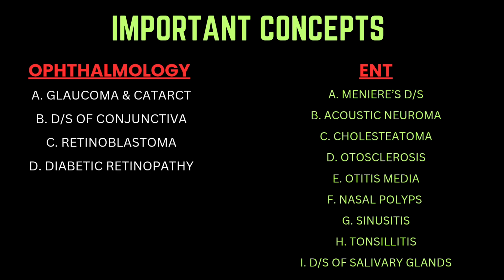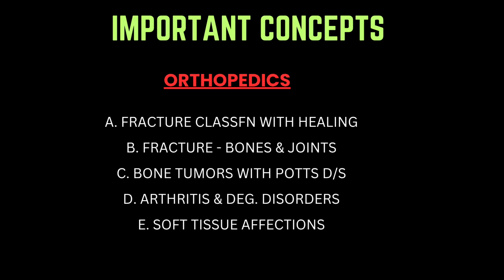From orthopedics, you focus on fractures, like their classification with healing, and fractures of different joints and bones like clavicle, shoulder, surgical neck of humerus, elbow, and hip, with Colles and Smith's fracture. And also focus on bone tumors, TB of bones and joints, arthritis and degenerative disorders, and finally soft tissue affections.